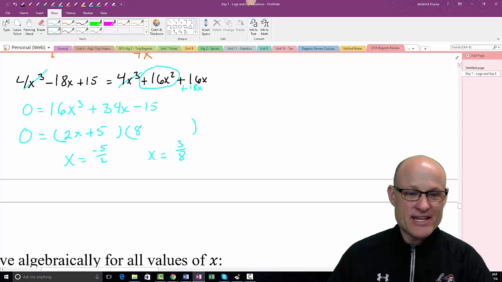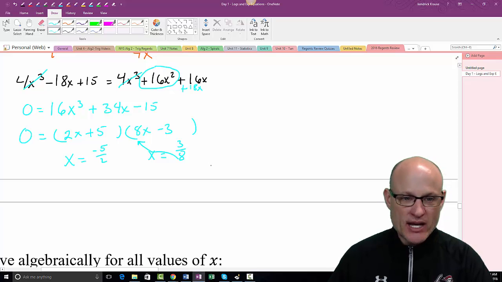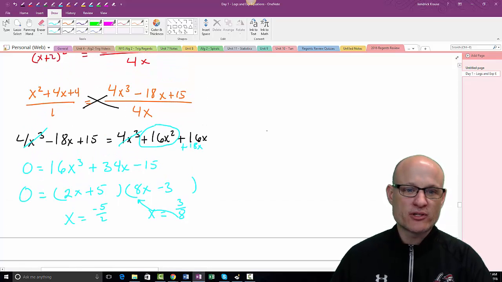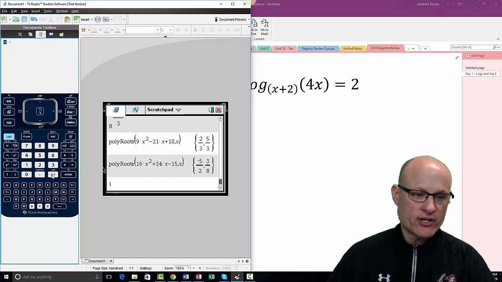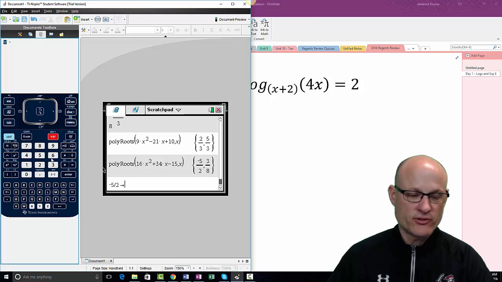This one was 8x minus 3. The 8 goes out front, and it's this opposite sign. You do have to check these. I'm just going to tell you right now. Oh, man. Let me show you how to check these. These are a pain in the neck to check. So negative 5 divided by 2. And I also want to show you because this one's not going to work.